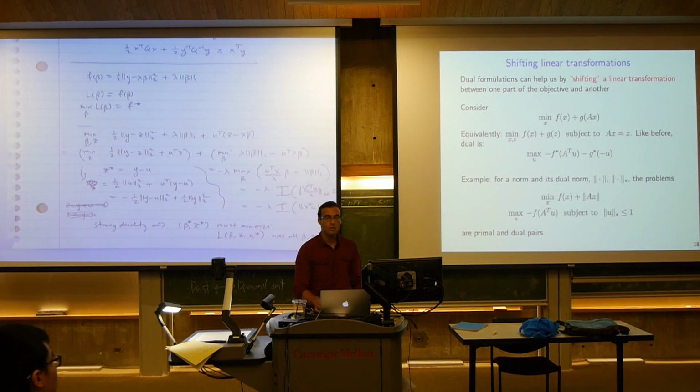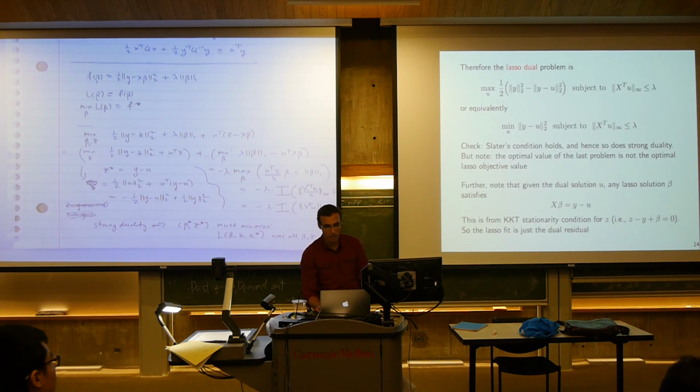In a case in which one of my two, say, functions in the criterion, or one of many functions in the criterion, has a linear transformation in it, and that's making the minimization difficult, by taking duals, you can actually shift the appearance of that linear transformation to somewhere else. This happened in the lasso problem. Let's go back to that.